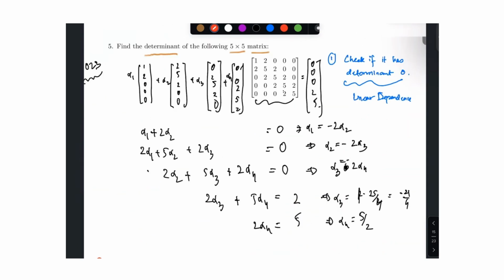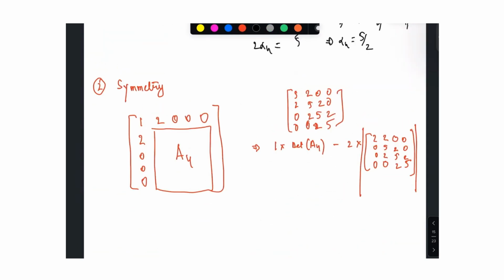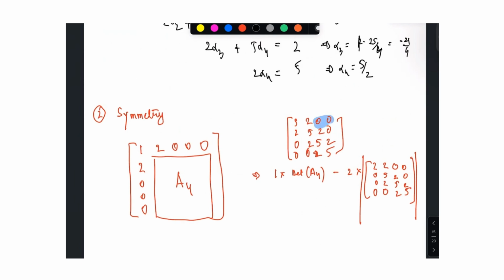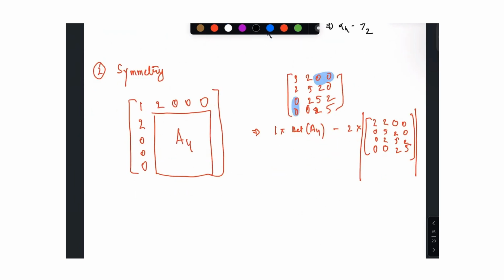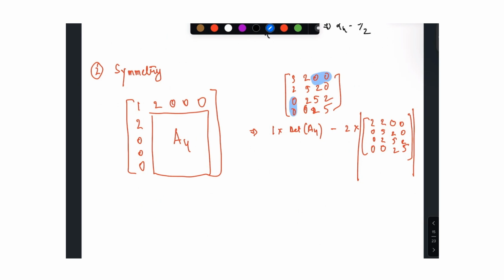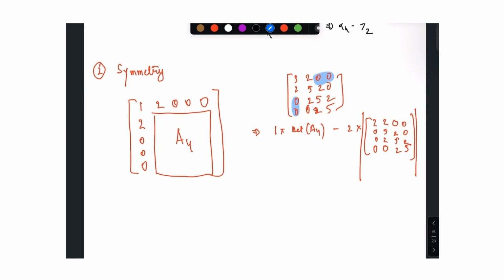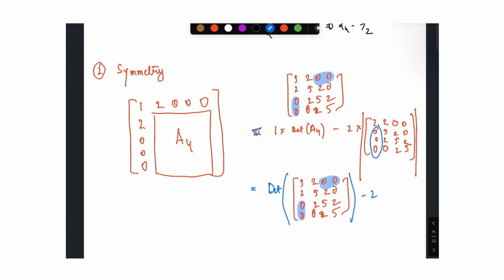Because what is helping us is actually these zeros here. These zeros are making the computation less. So let's see what help we can get from here. In fact, there are 3 zeros out here, so it's very easy. So what we get here is the following: 1 times the determinant of A4, minus 2 into, you can see again, 2 times this one, because it's all zeros here.